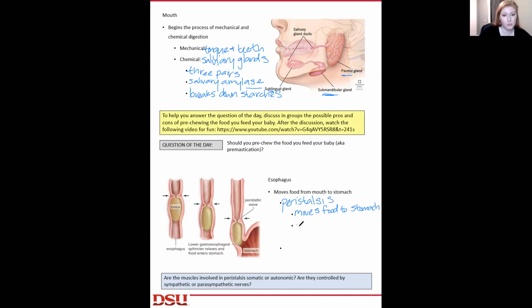And just like the other types of peristalsis that we looked at on the other page, this is driven by the smooth muscle, meaning it's not something that we're consciously making happen. It's not something that we're thinking about like we do with skeletal muscle movement.